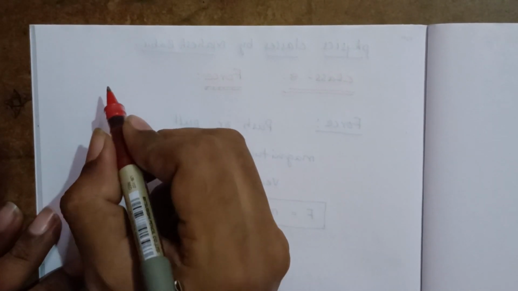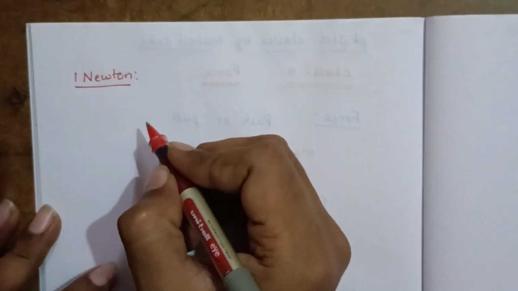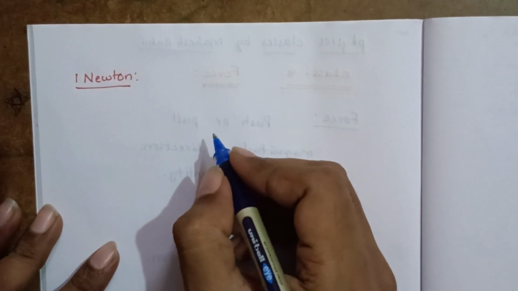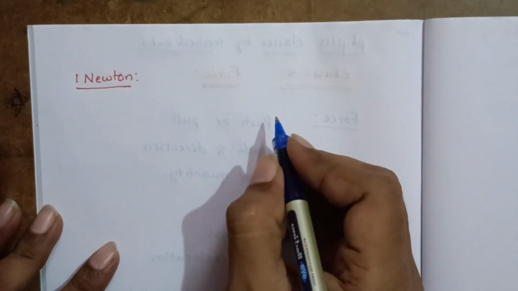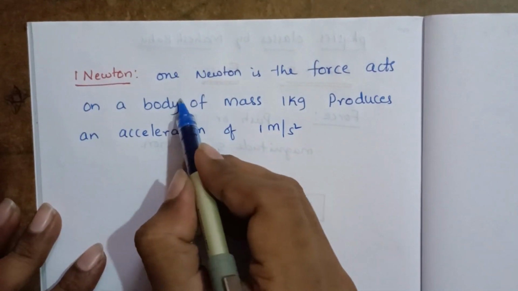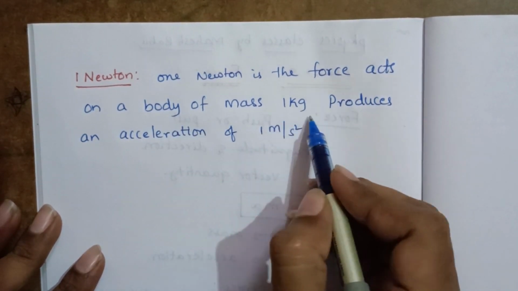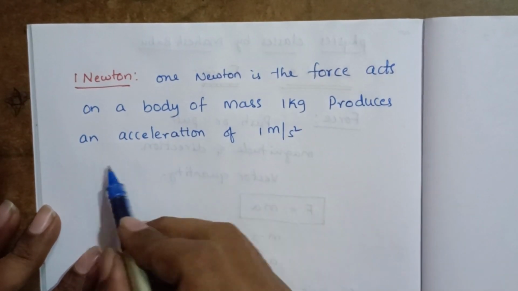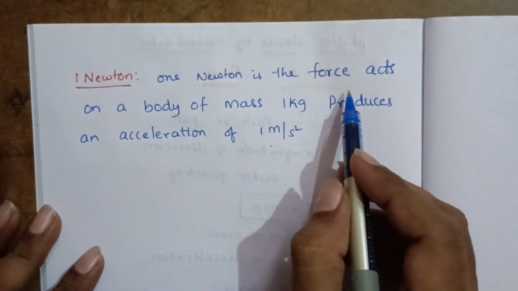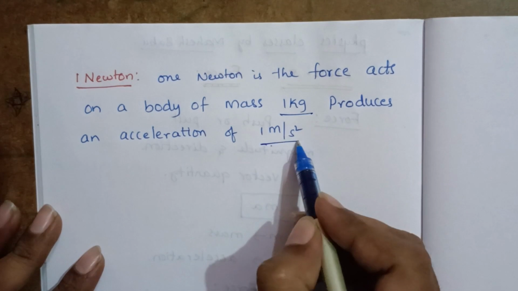Now the SI unit of force we have taken is Newton. What is the definition of Newton? 1 Newton is the force acting on a body of mass 1 kg that produces an acceleration of 1 meter per second square.